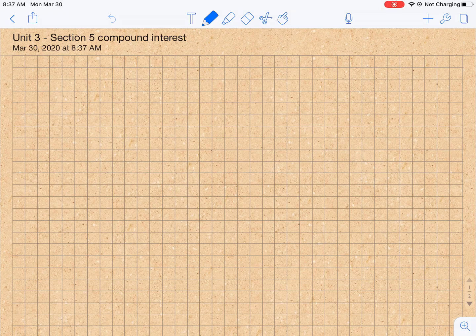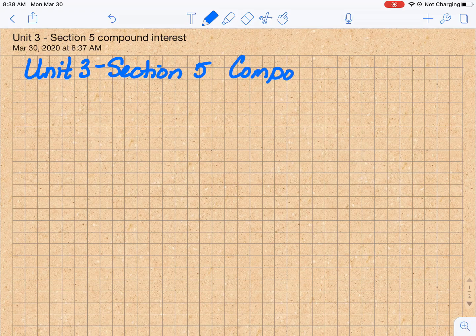Hi guys, today we're going to do Unit 3, Section 5, Compound Interest. Now there's two types of interest.